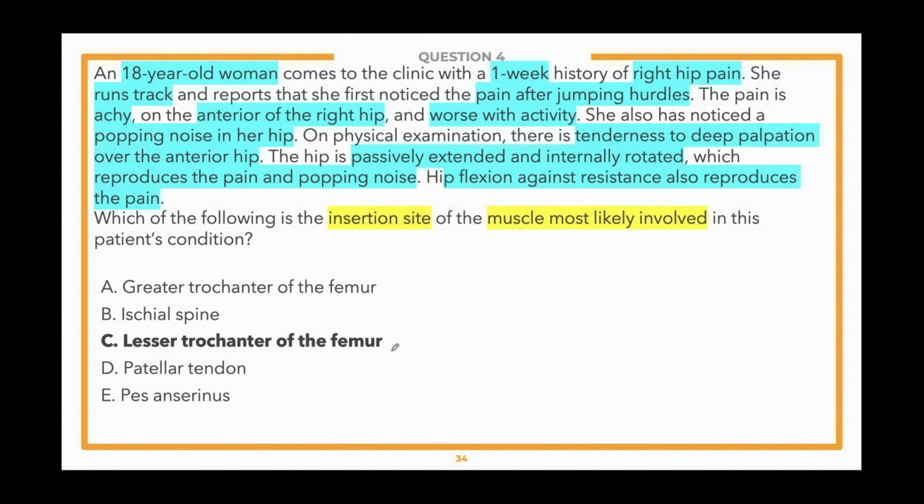So great job on these MSK questions tonight. I will pass it back to you, Sean.